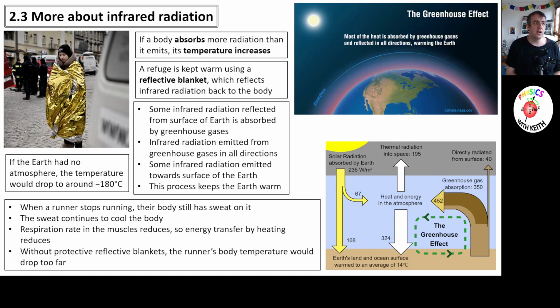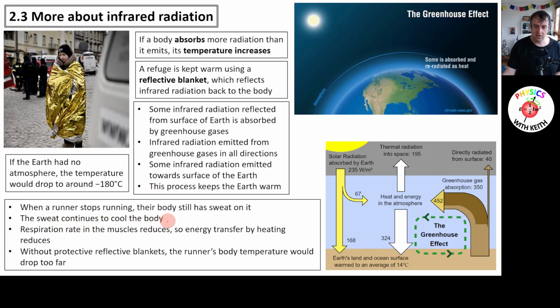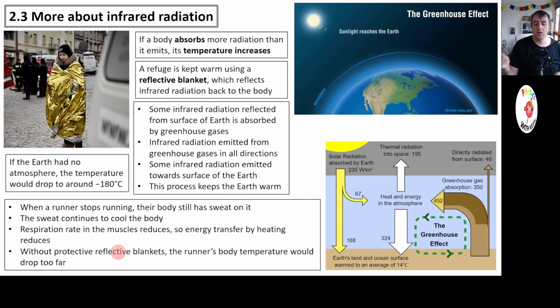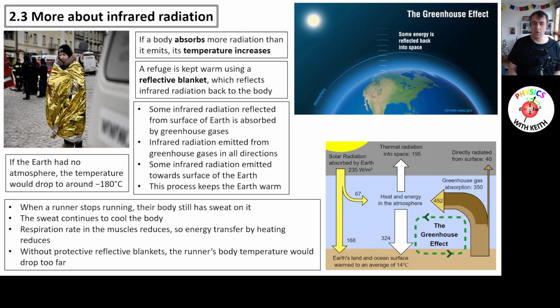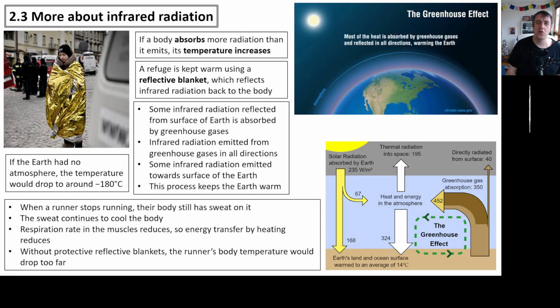So they're no longer putting energy into the thermal energy store of their muscles at the same rate, but they're still cooling at the same rate because they've still got sweat on them. So the temperature of the body is going to drop. And for really intensive races like marathons, the temperature of the body can drop too much and it can be dangerous. So you'll often see marathon runners, after they finish running, wrapped in a foil blanket. You might think they want to cool off, but they don't want to cool off too much.